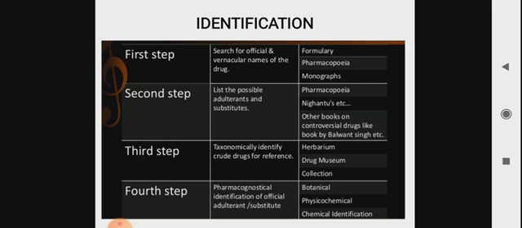Fourth step, pharmacognostical identification of official adulterants and substitutes. Then find out their botanical description, color, odor, taste, size, shape, means their morphological features and characteristics, then physico-chemical parameters, chemical identification. So all these things are collectively called identification of herbs or plants.